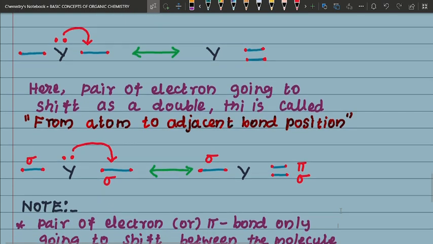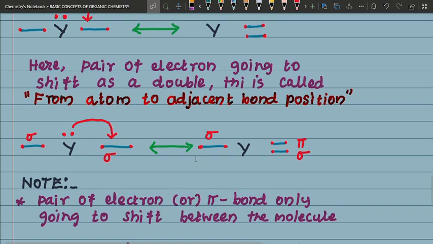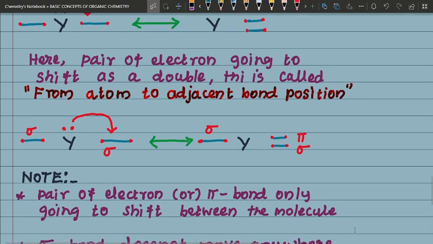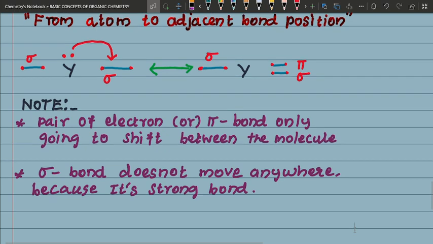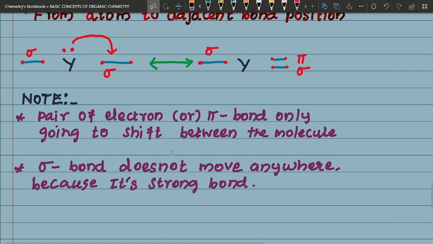See the example. See, this is the sigma bond. This pair of electrons goes to shift here. Now we get a double bond. This is a pi bond, this is a sigma bond. Please note, please keep in mind these two key important points.